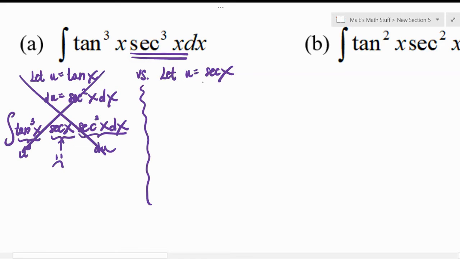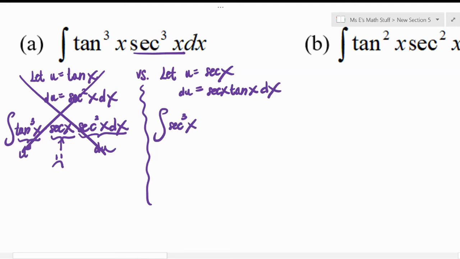Okay, so now let's try letting u equal secant. So what would my du be? Derivative of secant is secant x tangent x dx. Okay, so let's look at the original problem. I'm going to write secant cubed first.